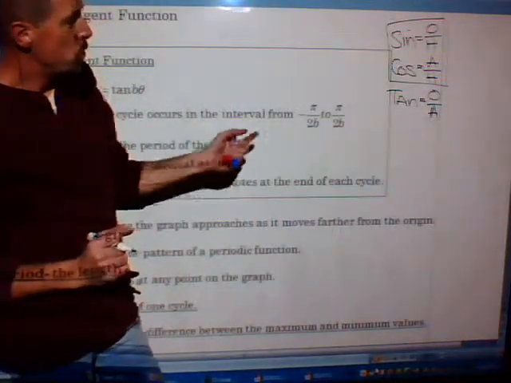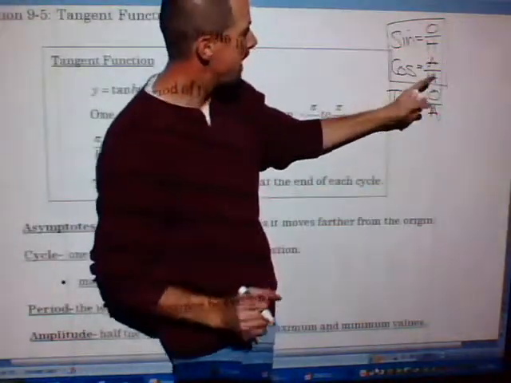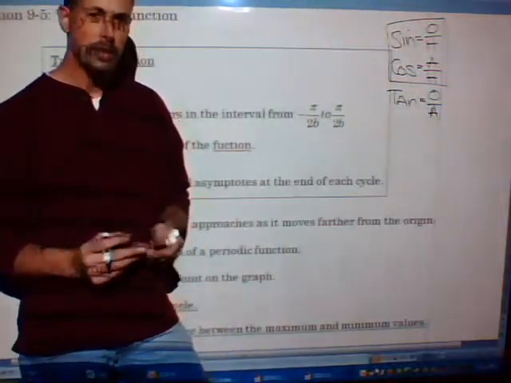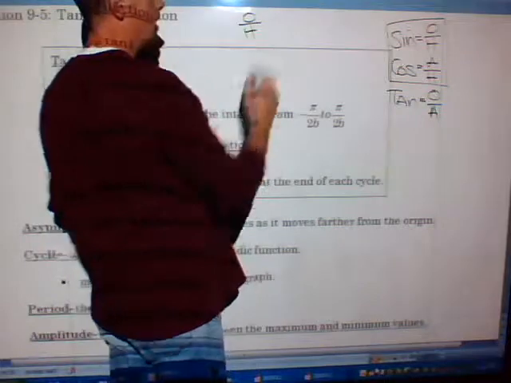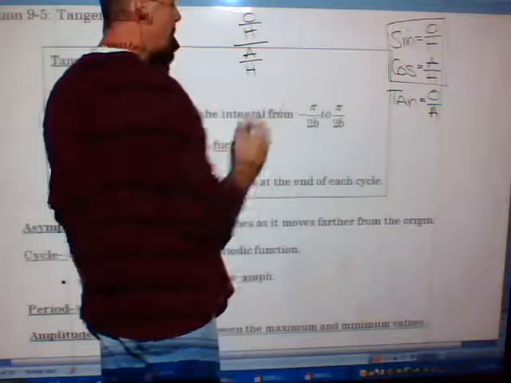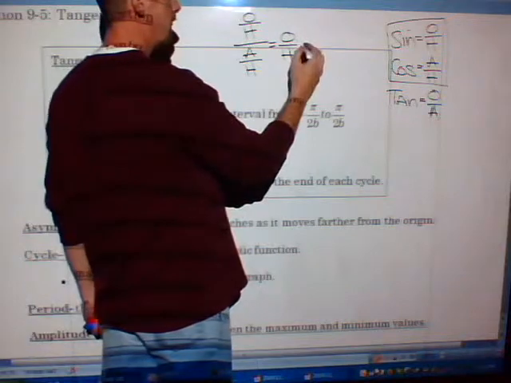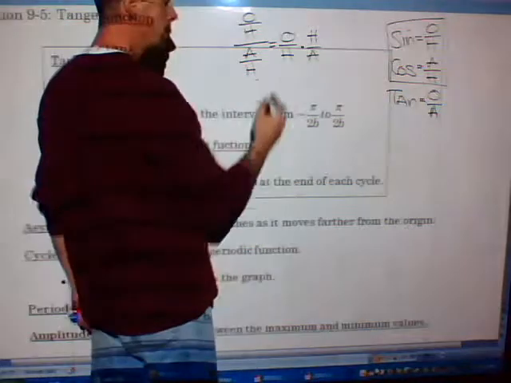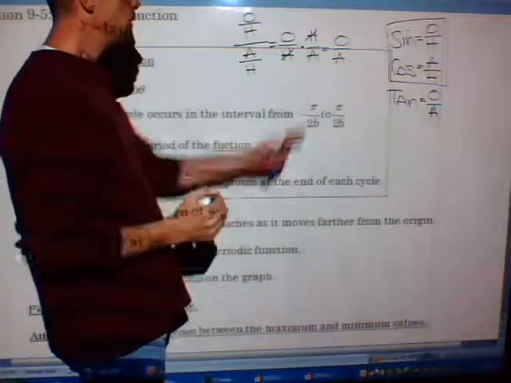Now, how could you get this fraction to flip upside down so the A was in the denominator and H was in the numerator? Well, when do you flip a fraction? You flip a fraction when you divide. So, if we took the sine graph and we divided it by the cosine graph, you would have to take your sine and multiply by the reciprocal, which would be H over A. These would cancel and you'd be left with O over H, okay? Which is the tangent graph.